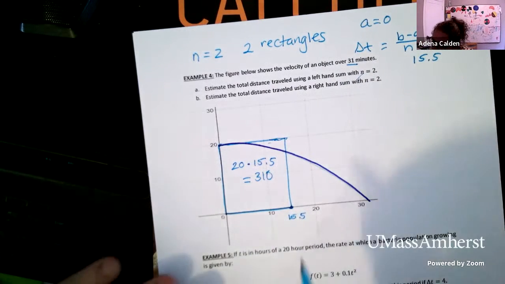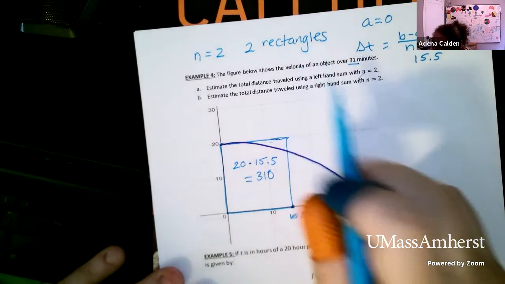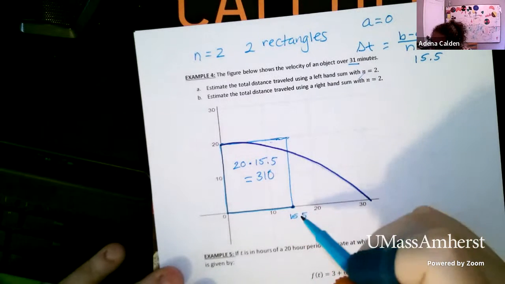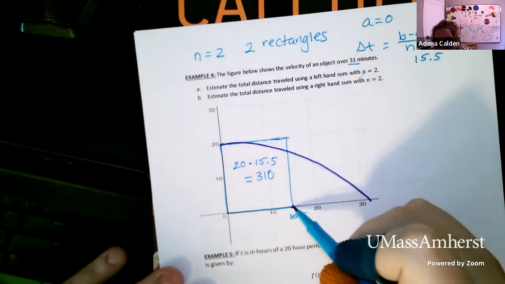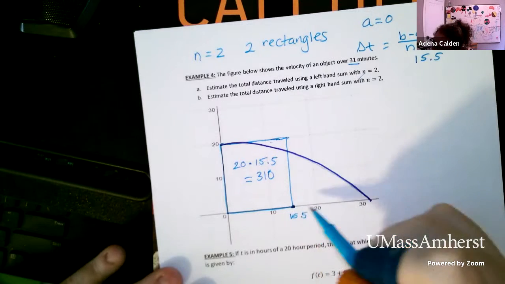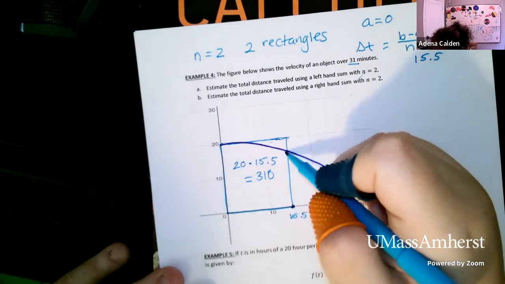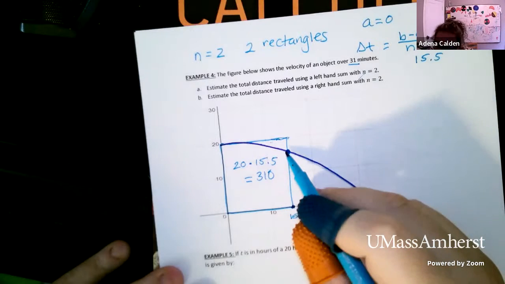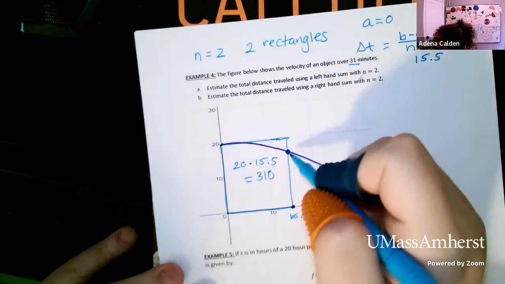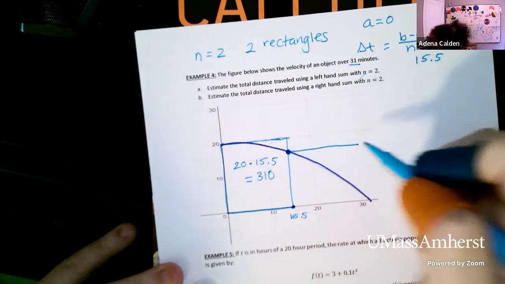And now the second rectangle, because remember there's 2 rectangles, I have 15.5 to 31. I want the height to be based on the left-hand point of these 2. So I go up as high as I would until I hit the function at 15.5. That tells me how high to go. That's my height.